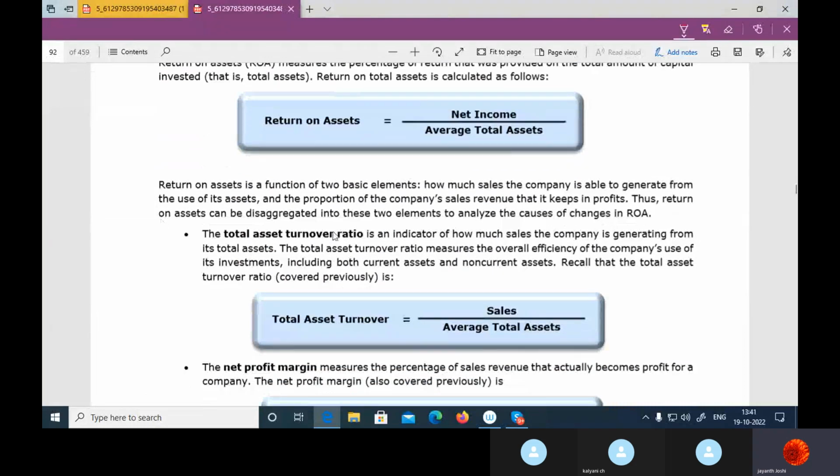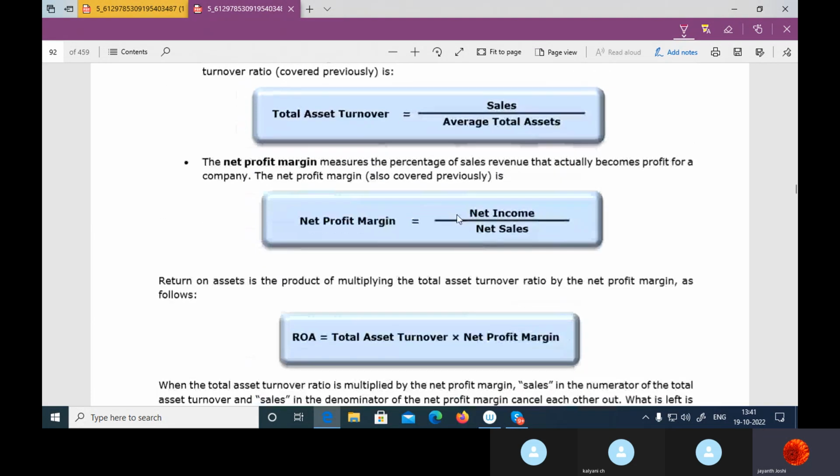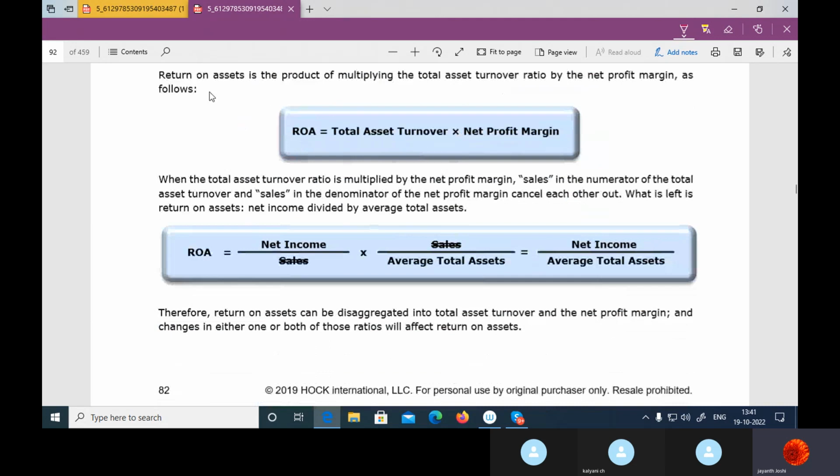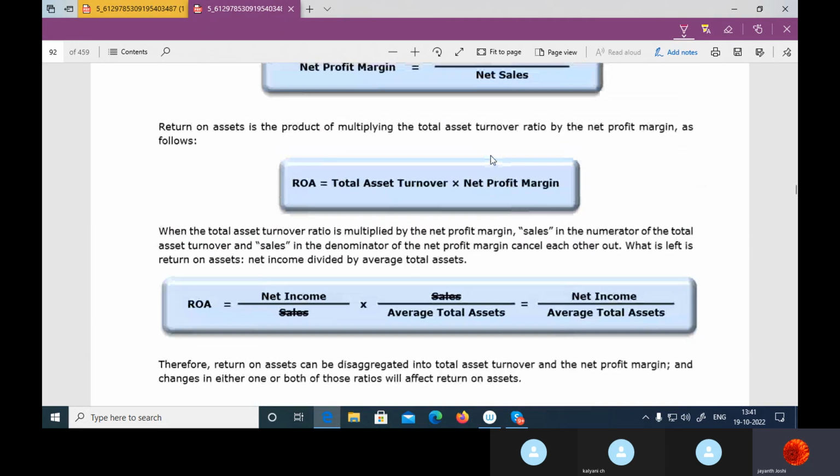Now please can you confirm, return on assets is done? Return on assets is done, and return on equity is also done, right? We are also done. Hello.